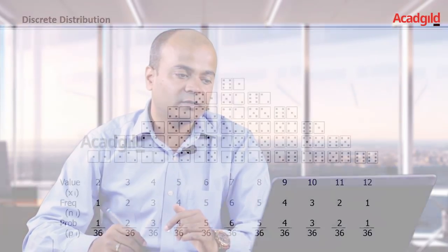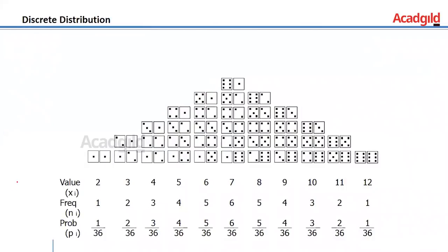So these are all the possible cases. What I've written in tabular form, 1,1; 1,2; 1,3, is distributed in terms of the sum. How many ways can I get 2 as the sum?